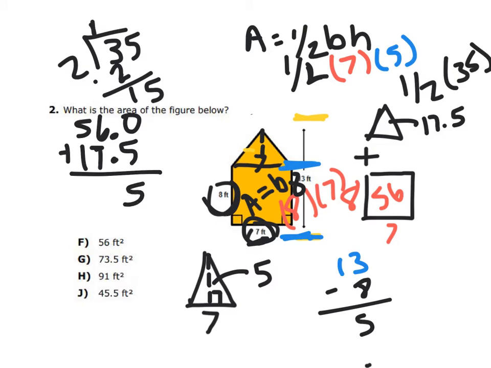0 plus 5 is 5. Bring down my decimal. 6 plus 7 is 13. Carry 1. 5 plus 1 is 6. Plus 1 more is 7. So the answer is 73.5.